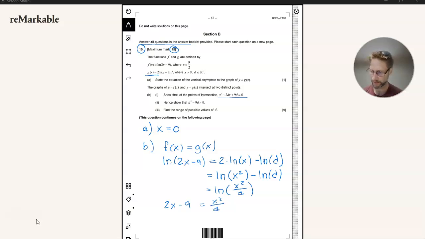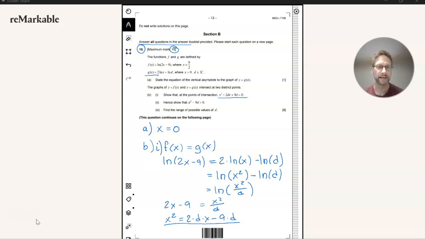And if we multiply d on both sides, then we get, take the right-hand side first, x squared is equal to 2 times d times x minus 9 times d. And we need to move these two terms to the other side of the equation, and we get exactly what they are suggesting. So that's for part 1.